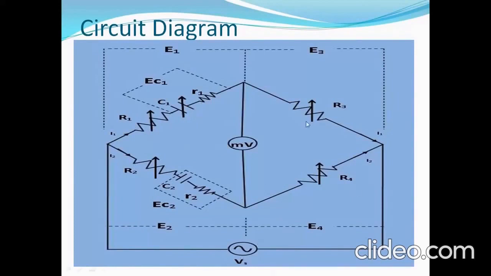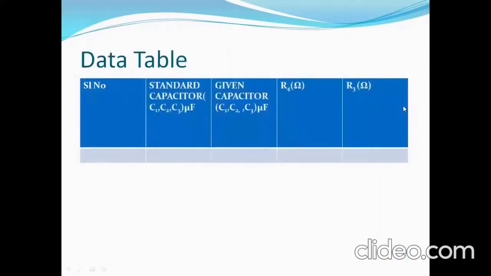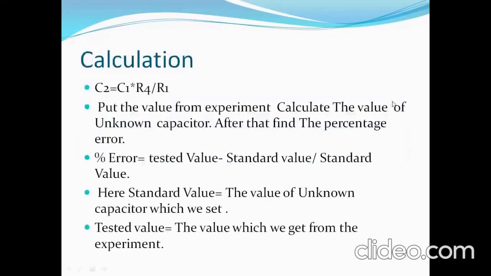This is the total circuit diagram of the De-Sauty bridge, and here the millivoltmeter is used to find the null point when the bridge is in balanced condition. Table: serial number, standard capacitor, given capacitor, R4 and R3. Now this is the calculation part. C2, the unknown capacitor value, equals C1 into R4 by R1. Put the values from the experiment, calculate the value of the unknown capacitor, and after that we can find the percentage error.